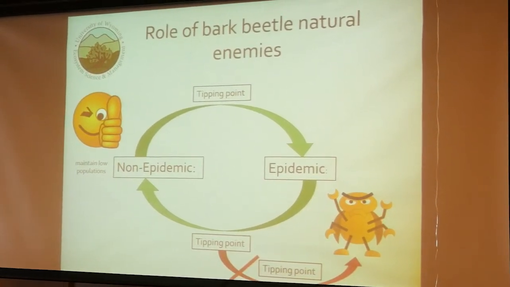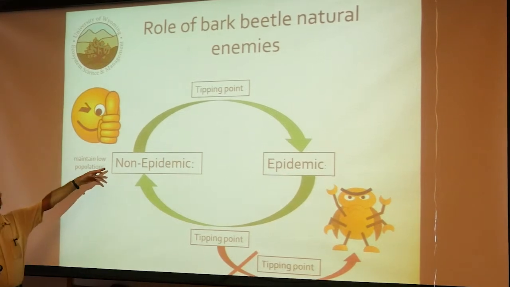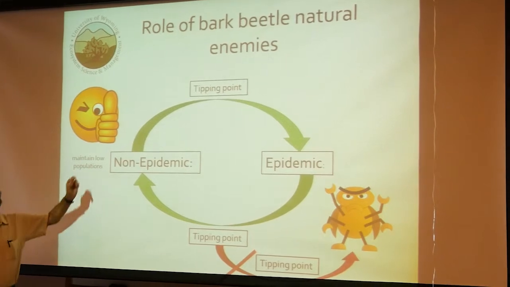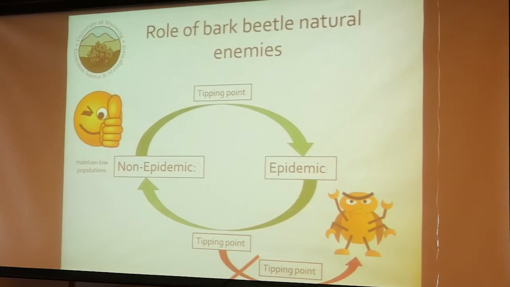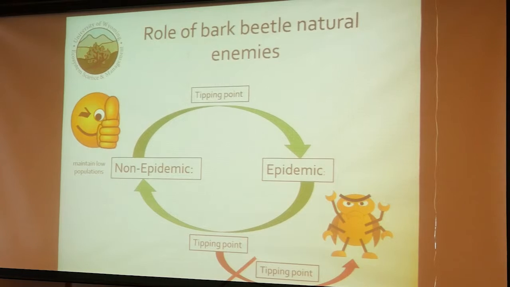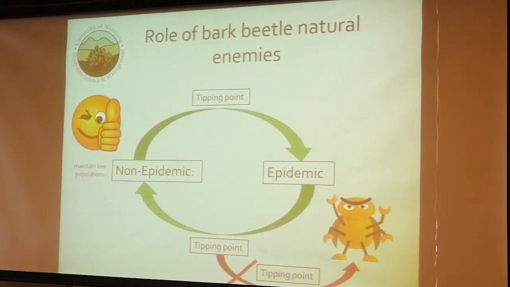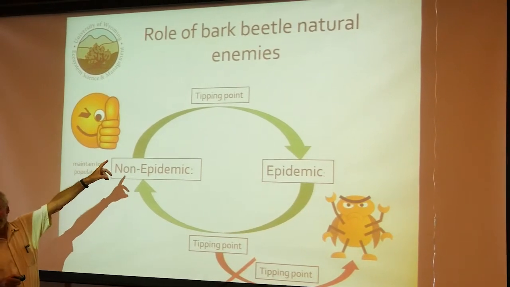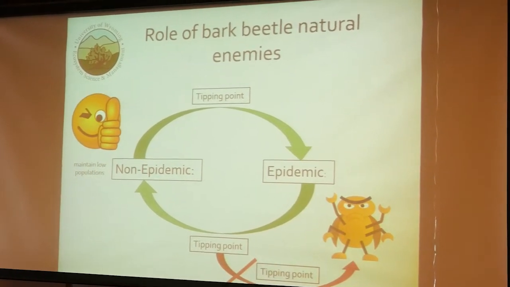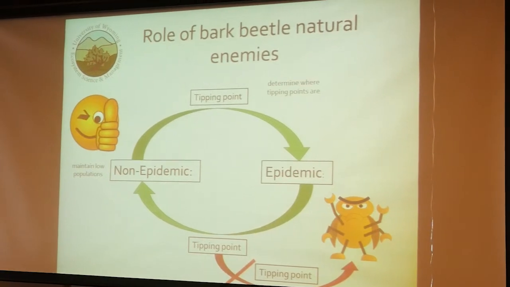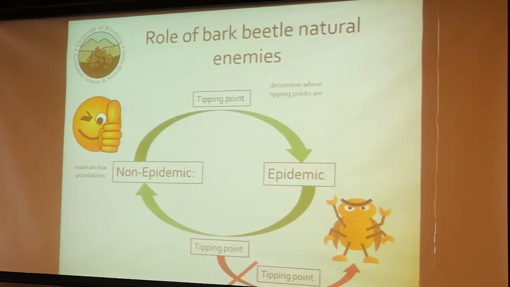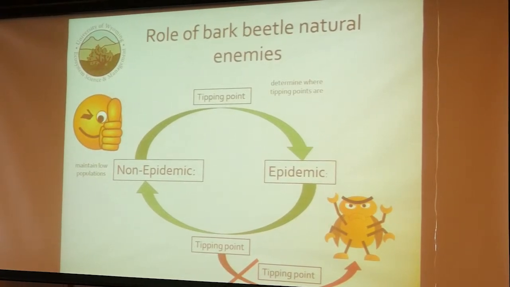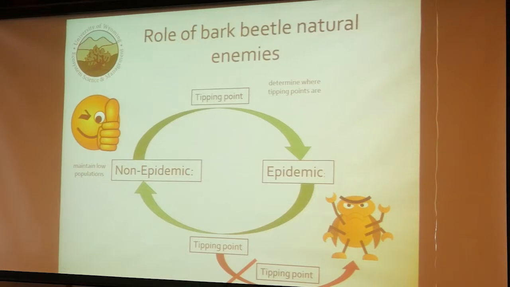So what the natural enemies do is that they maintain these low populations. They're one of the main factors in maintaining populations low enough so that these bark beetles don't get out and start killing healthy trees. But for a number of different reasons, there are lots of different factors involved. Sometimes bark beetles pass a tipping point and we get enough bark beetles in the environment to start killing healthy trees. And so these natural enemies kind of determine where this tipping point is. They make it more difficult for bark beetles to achieve those kinds of populations.